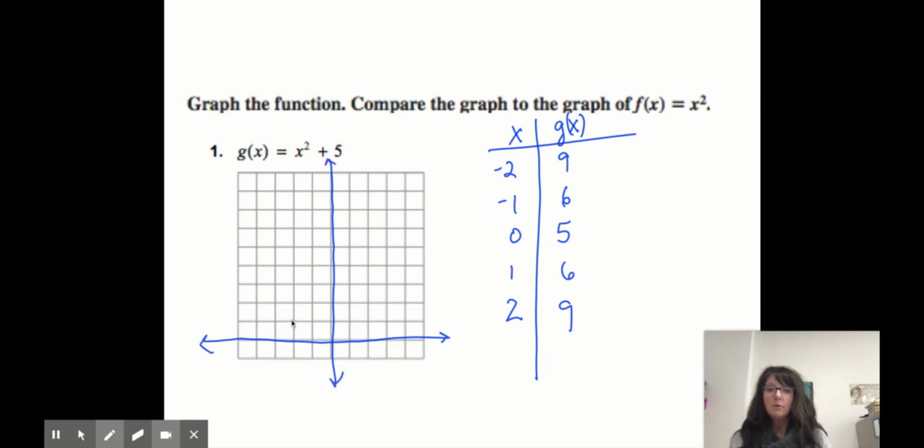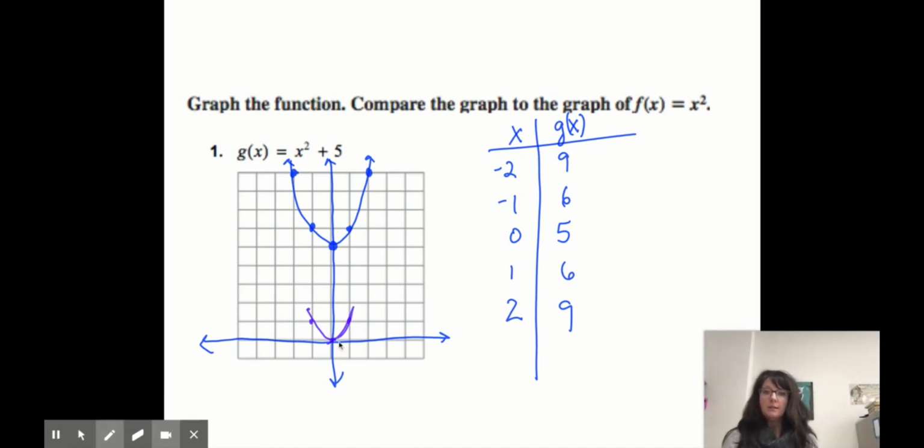And then we'll plot it. So -2 and 1, 2, 3, 4, 5, 6, 7, 8, 9. -1, 2, 3, 4, 5, 6. 0, 5. And then it's pretty symmetrical here. Go ahead and graph it. This would be our parent function. 0, 0.